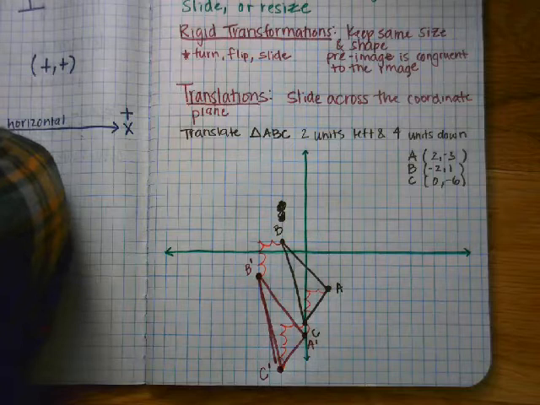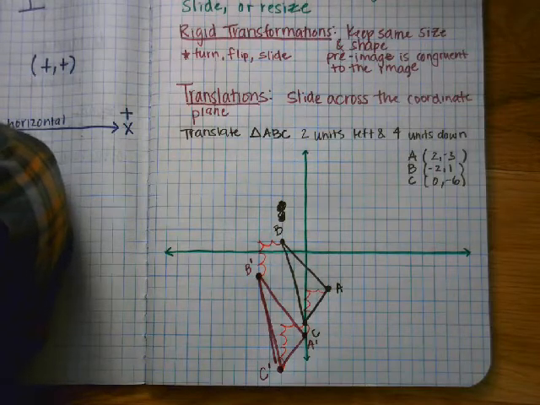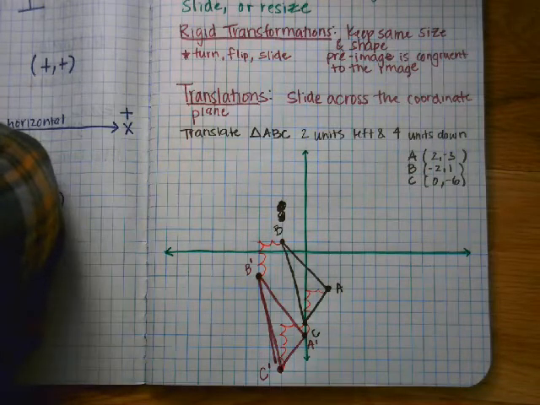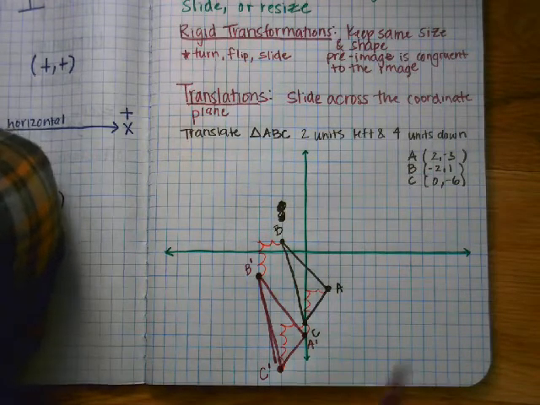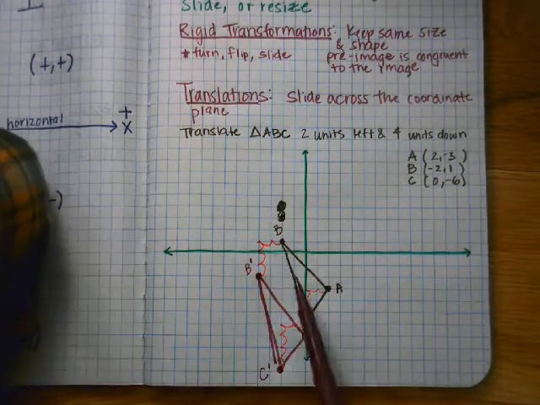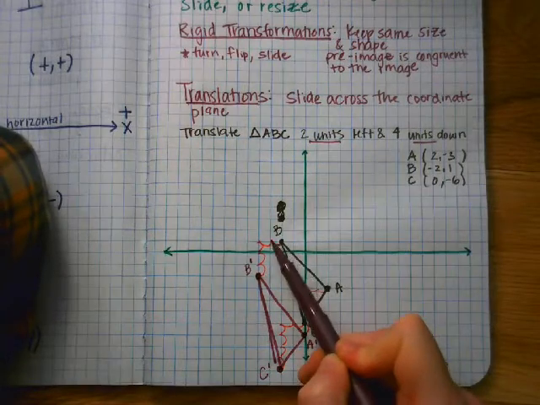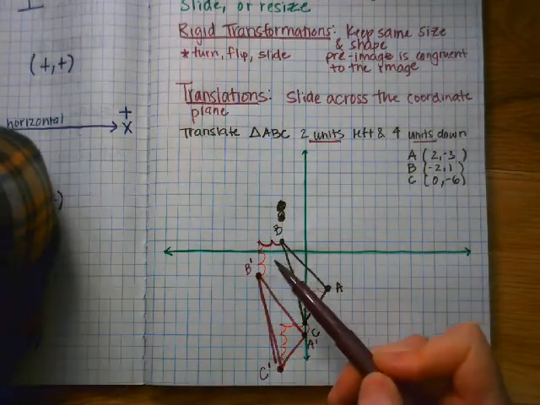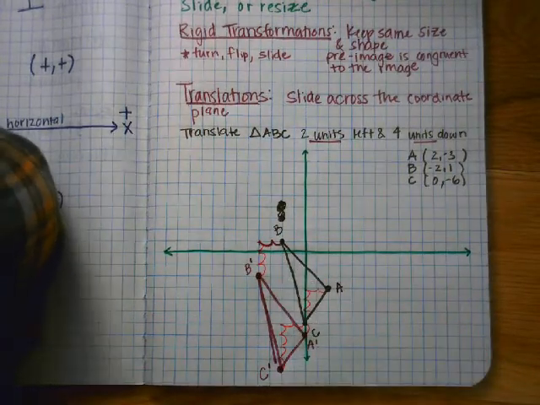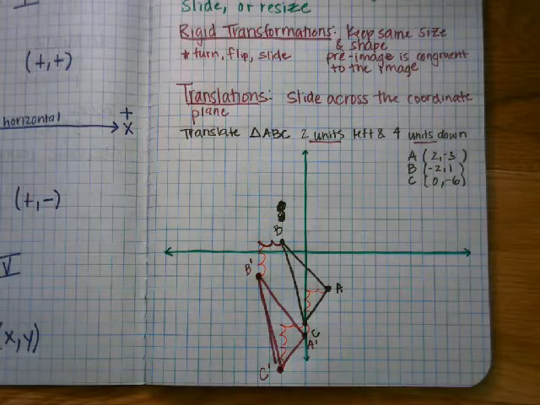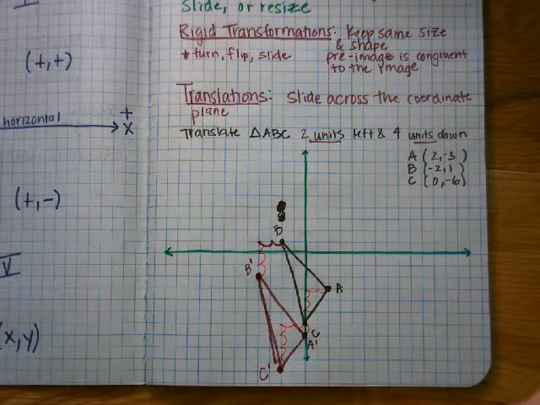Go ahead, Asher. You have a question? Okay. So you started here, right? And then we went 2 left and 4 down. So I go left, 1, 2, and then go down 4. Does that clarify? Cool. Good question. Any other questions about that?